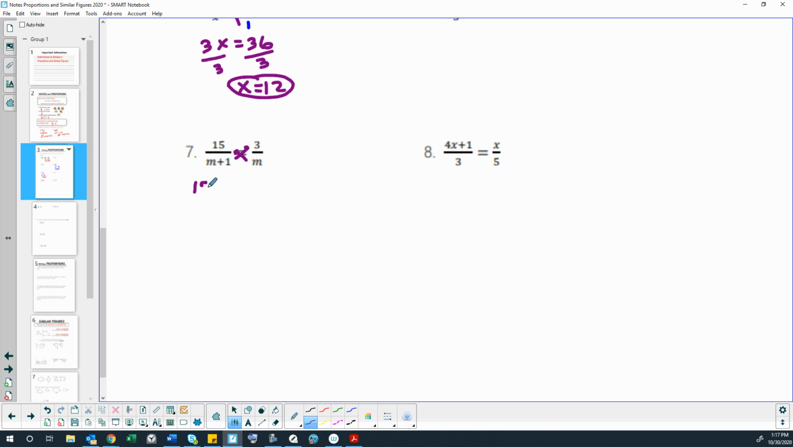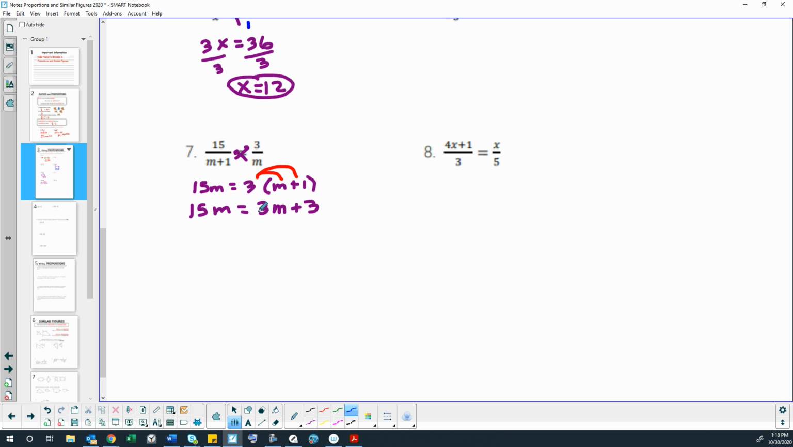So I can go 15 times m equals 3 times m plus 1. Now I wrote it out this way to help me remember that that 3 has to multiply times each piece of the m plus 1. So that's going to give me, still got my 15m on one side, and then 3m plus 3 on the other side, because I have to distribute the 3.